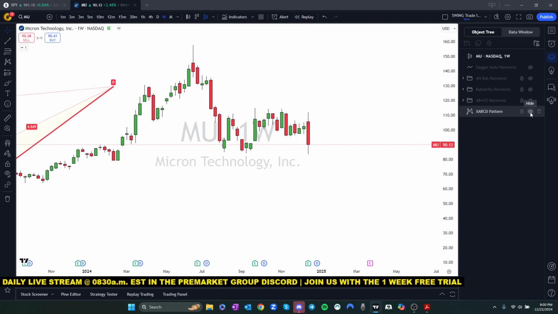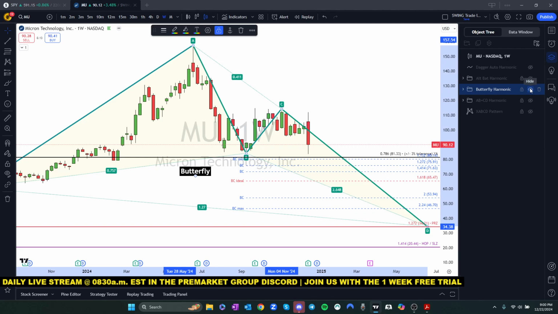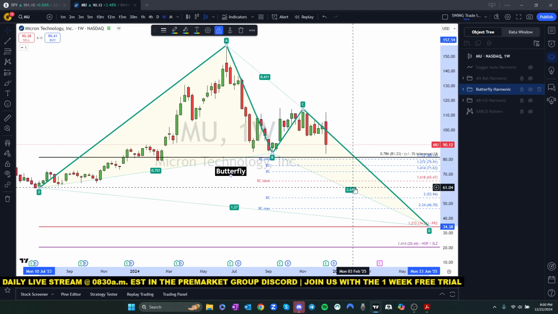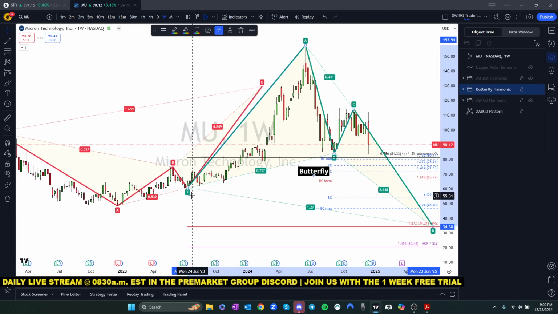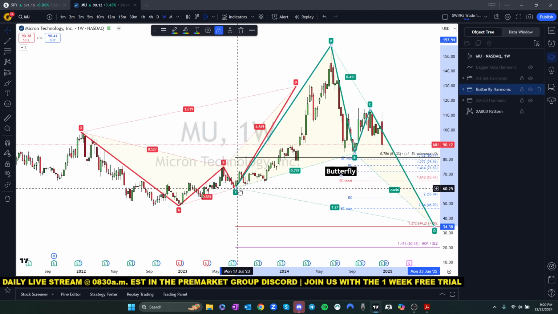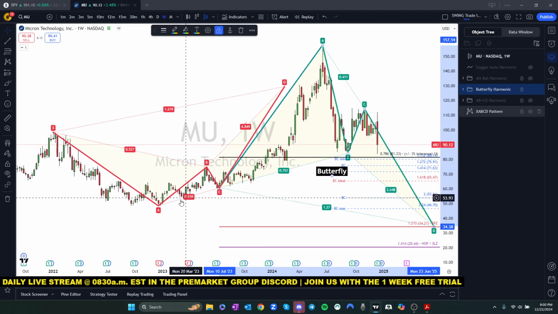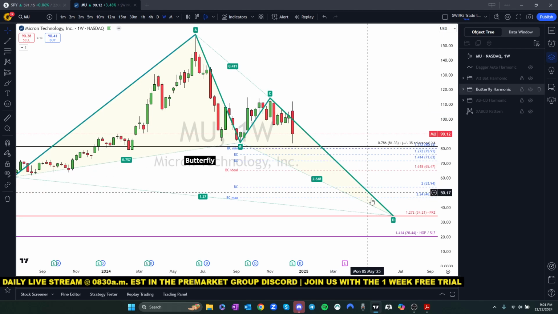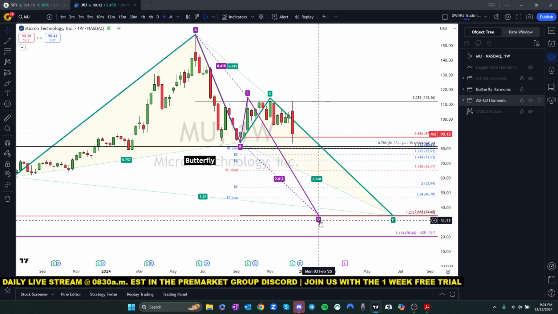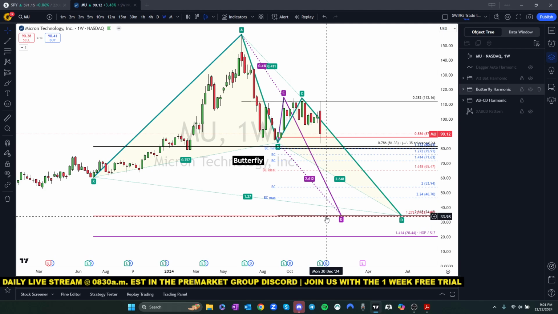Now the other thing I have to watch with this is I have a butterfly pattern that goes down to, now look at this setup. So I have a butterfly pattern that sets up off of this previous pattern that Micron had. I had a crab pattern. Notice how I drew the butterfly from the C point of the previous pattern, as I discussed earlier. And you know what's ironic? The butterfly pattern projects us down to 34.21. Look where the ABCD pattern projects us. The same exact level. So that's kind of terrifying.